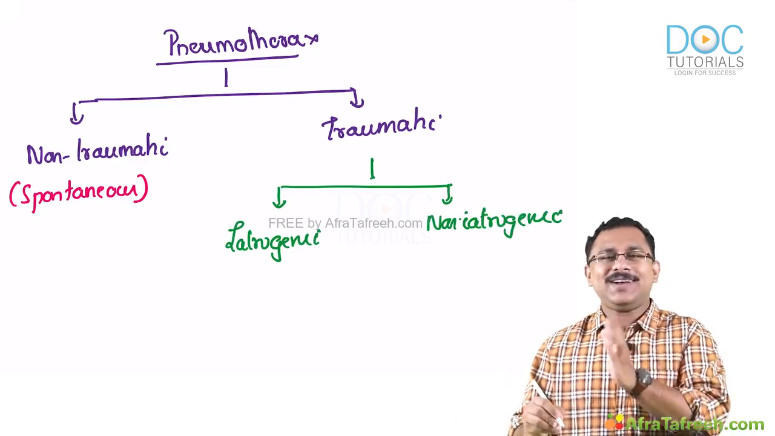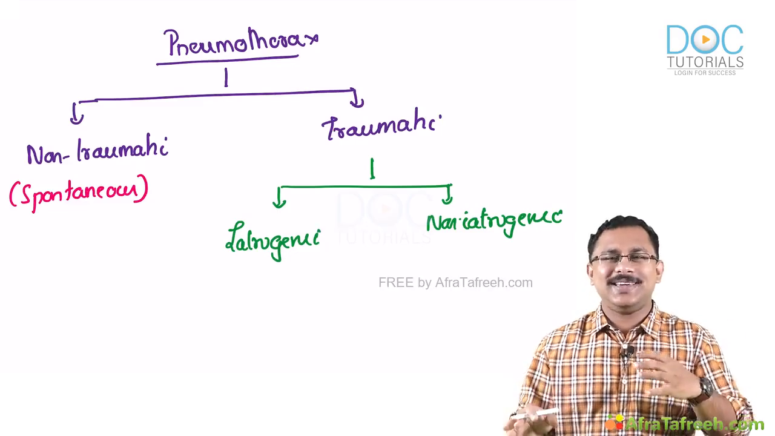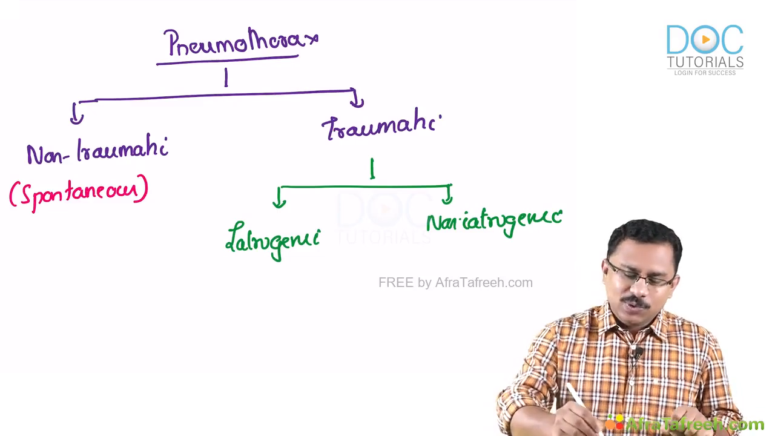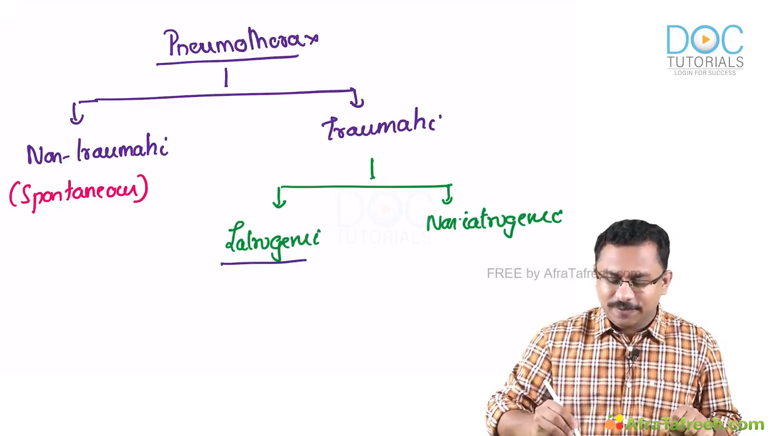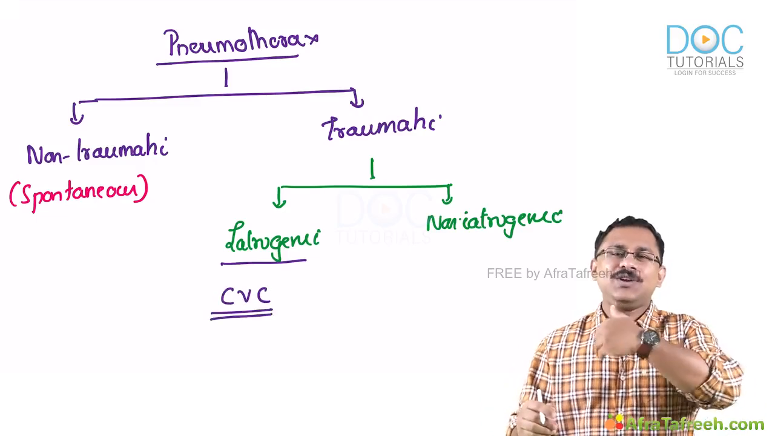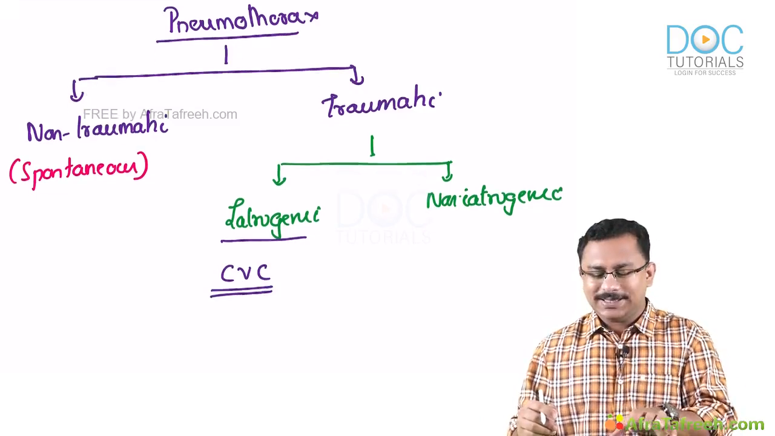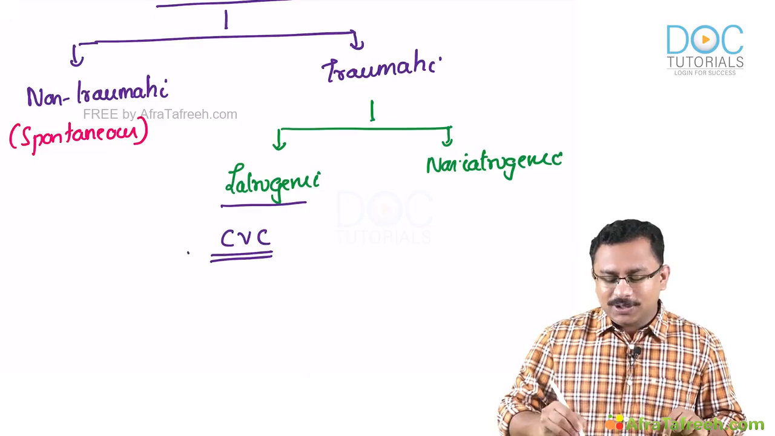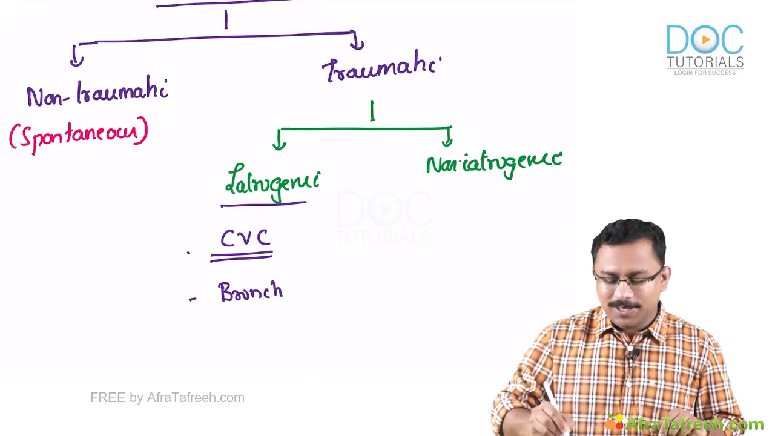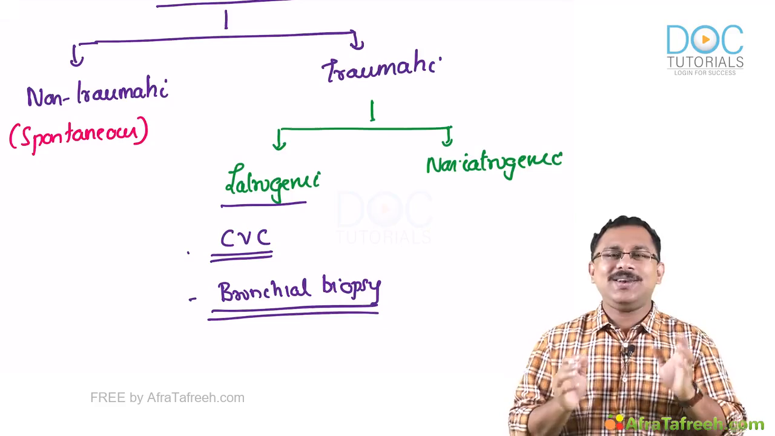Now, iatrogenic means you are actually inducing pneumothorax in a patient because of some procedural complications. Often this occurs in the setting of insertion of, say, a central venous catheter. You are attempting to put in a central venous catheter and you injure the pleura and there is pneumothorax. It can also occur while you are attempting a bronchial biopsy. There can be an injury to the pleura and subsequent pneumothorax.